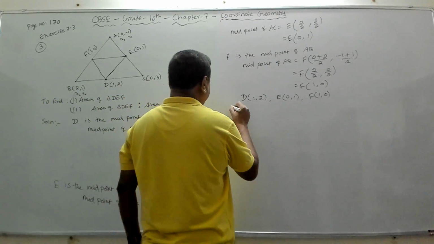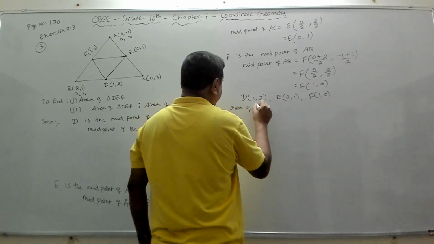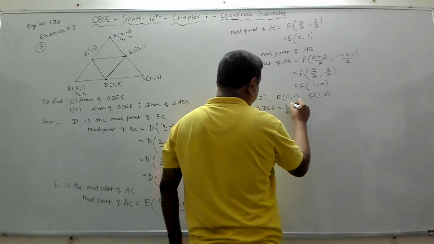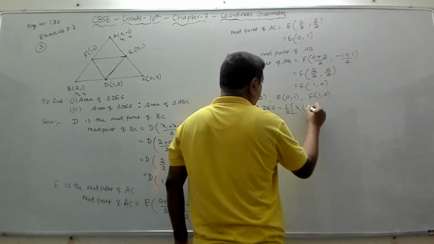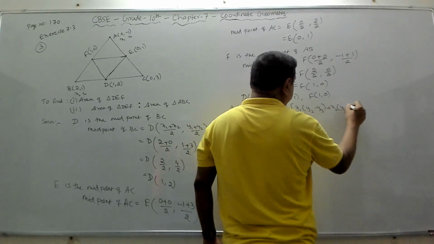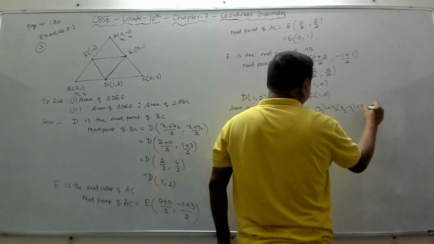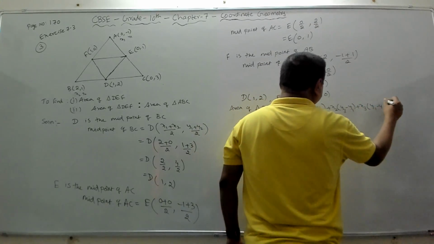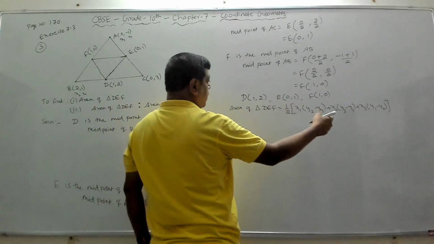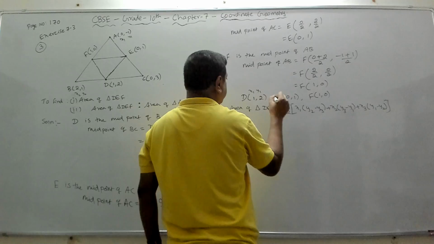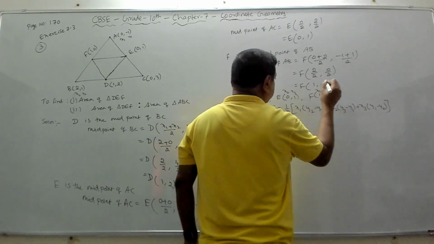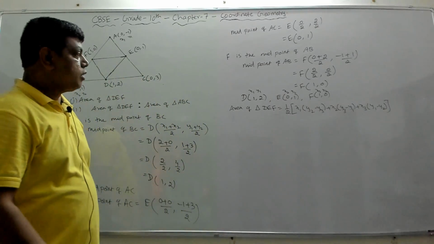Right? Now the area of triangle DEF is equal to, the formula is 1 by 2 of x1 into y2 minus y3, plus x2 into y3 minus y1, plus x3 into y1 minus y2. This is the formula to find the area of the triangle when three vertices are known. So this is x1, y1, this as x2, y2, and this as x3, y3. Now let's substitute in this formula.